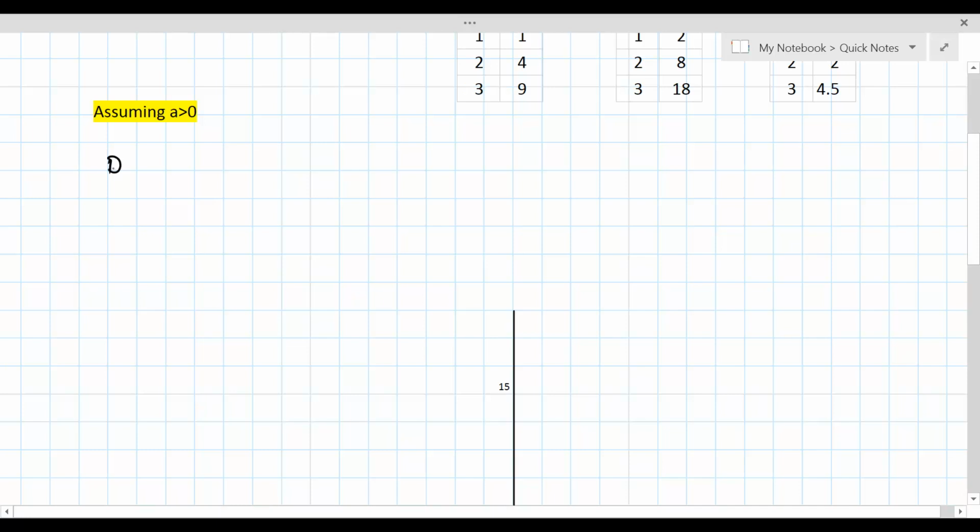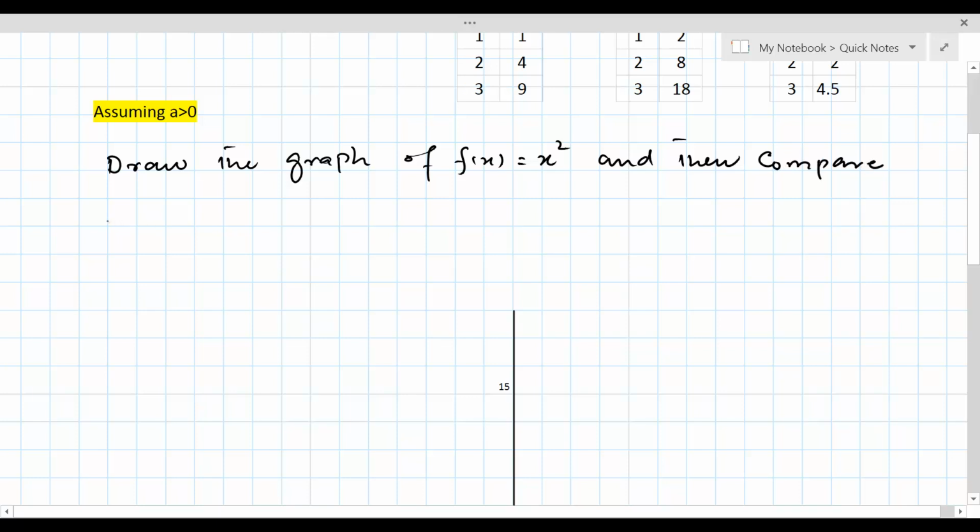So draw the graph of f of x equal to x squared, and then compare with g of x equal to 2x squared, because in this case a will be greater than 1, and we will see if it affects graph of base function f of x is equal to x squared in any ways.